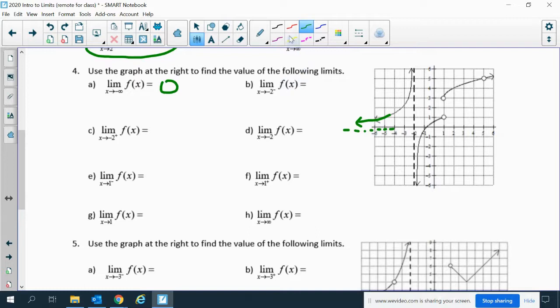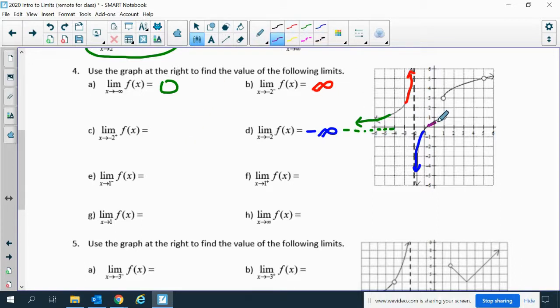Limit as x approaches -2 from the left. So if we're approaching -2 from the left, that means we have to come from the left side of the graph. That is positive infinity. Limit as x approaches -2 from the right. We're approaching from the right and we're going to -2. That's negative infinity.